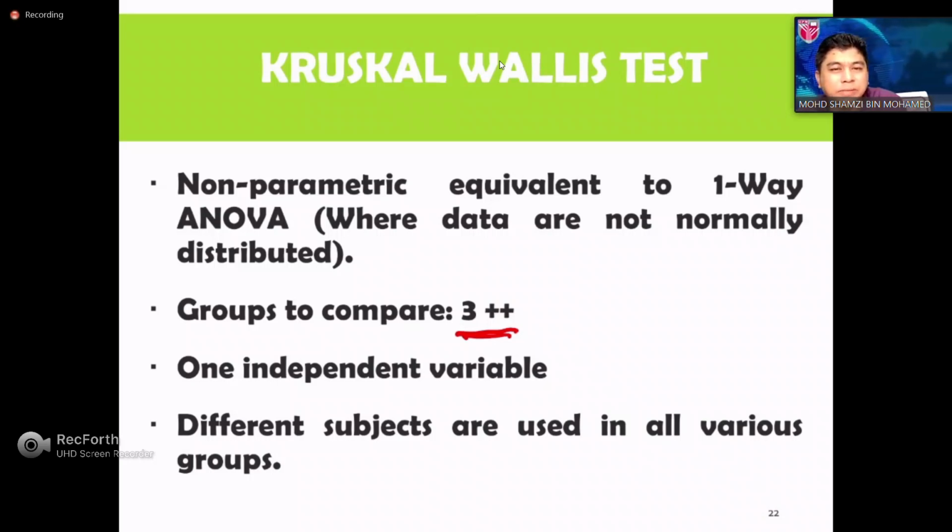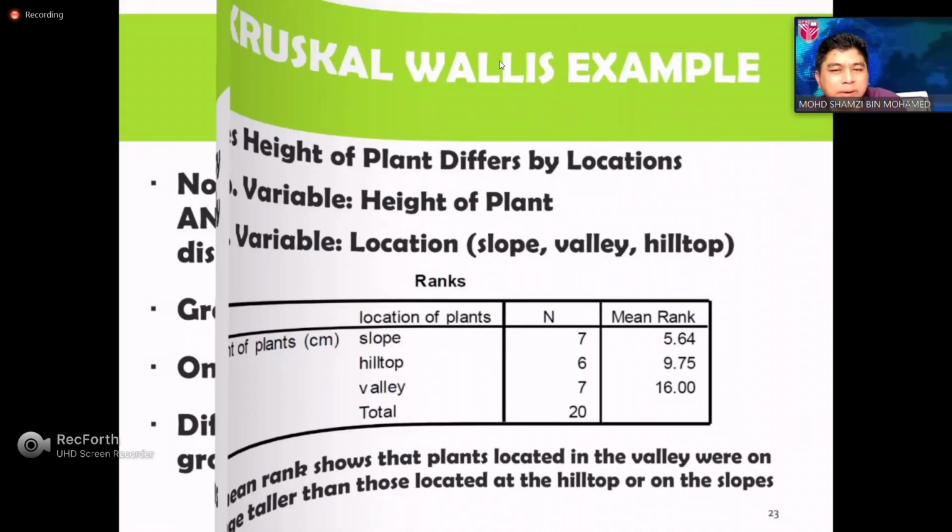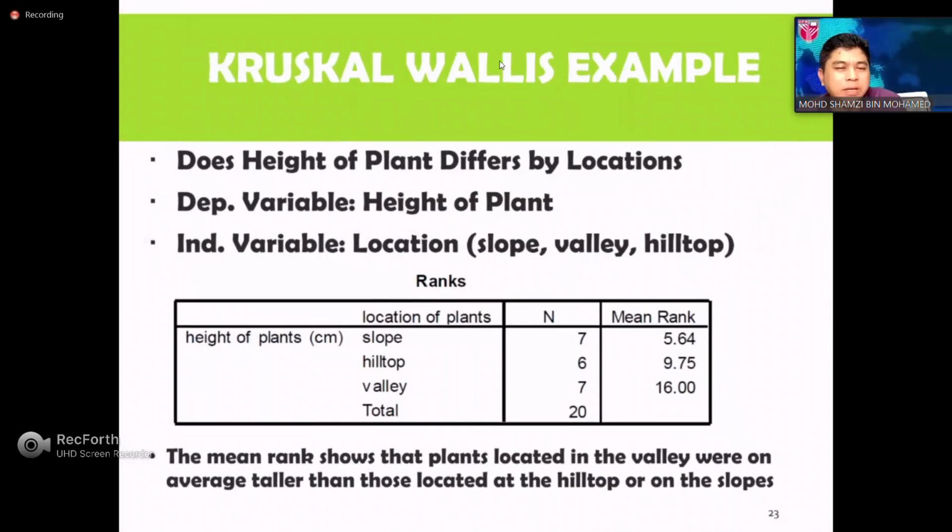All right. For example, does the height of a plant differ by location? So the dependent variable, the one that you can measure, is the height of the plant, maybe in cm or in meters, something like that. The independent variable is the location. So in this case, is this ordinal or nominal? Most probably it is ordinal, due to the elevation of the land. So slope, valley, hilltop.